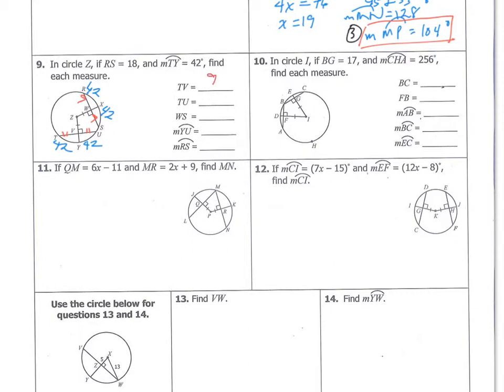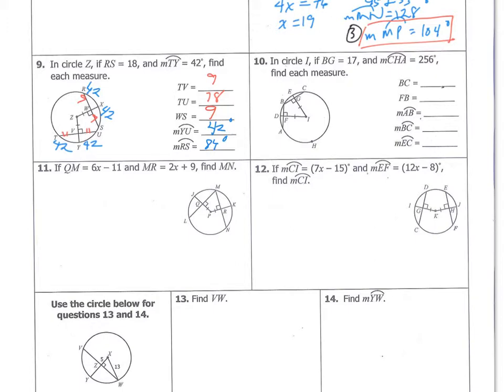What about TU? So TU is all the way across. 18. It's 18. Very good. What about WS? Well, we already figured that one out, right? 9. And then YU, we already figured that one out, right? That was 42 degrees. And then arc RS, 84. Yeah, 42 plus 42 is 84 degrees. So that's not so bad, right?